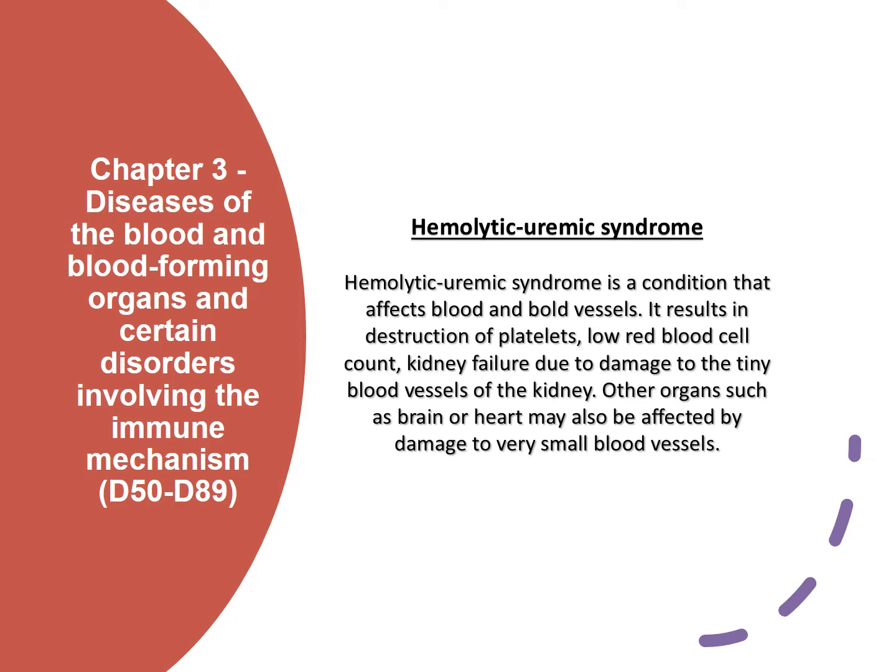Coming to the hemolytic uremic syndrome. Hemolytic uremic syndrome is a condition that affects blood and blood vessels. It results in destruction of platelets, low RBC, and kidney failure due to damage to the tiny blood vessels of the kidney. Other organs such as brain or heart may also be affected by damage to very small blood vessels.